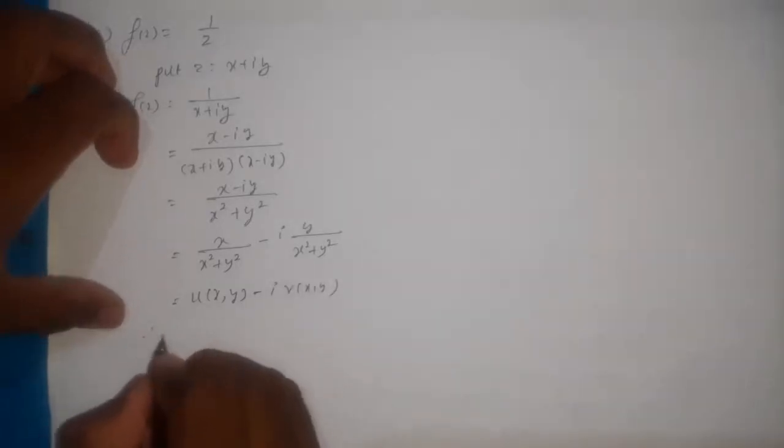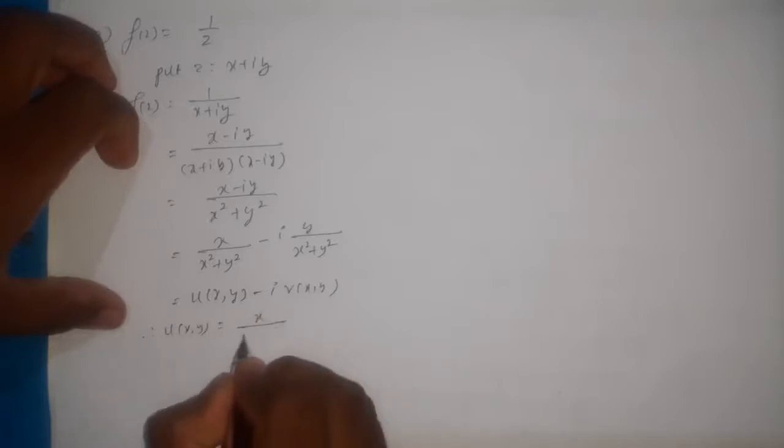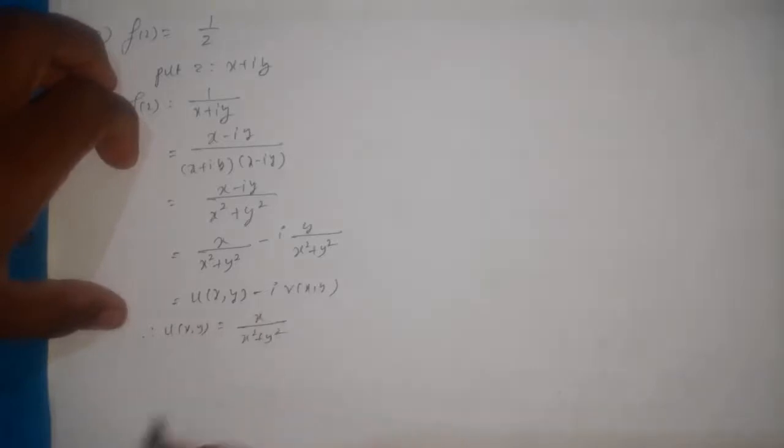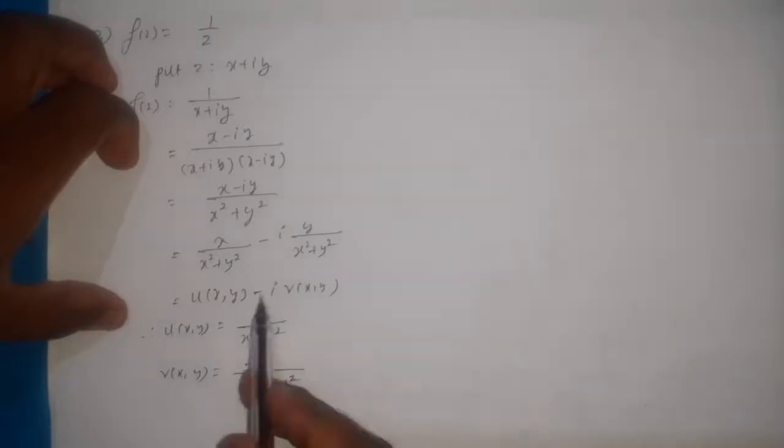So here u of x comma y is equal to x divided by x square plus y square, and v of x comma y is minus y divided by x square plus y square, because we need to include that negative sign in the imaginary part. In the formula it is u of x comma y plus i into v of x comma y, so since here it is negative, we have to include that in the imaginary part.